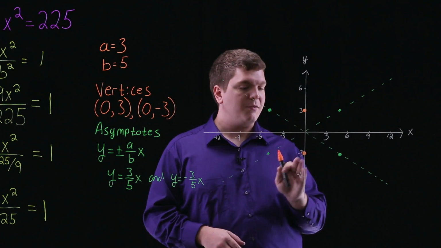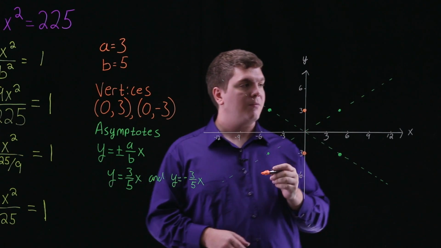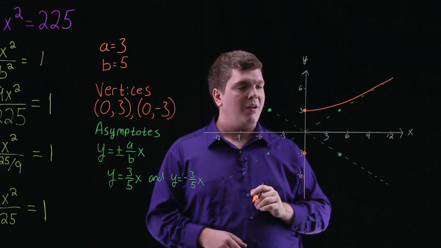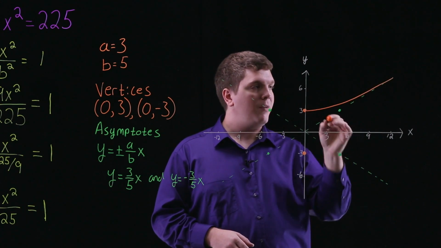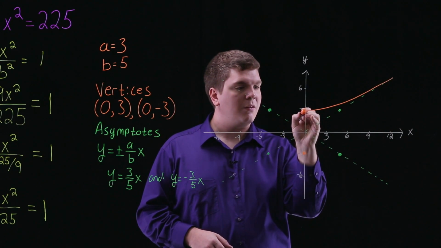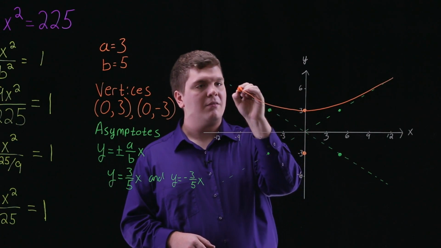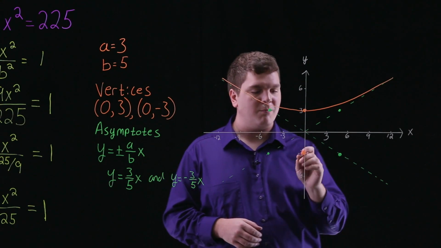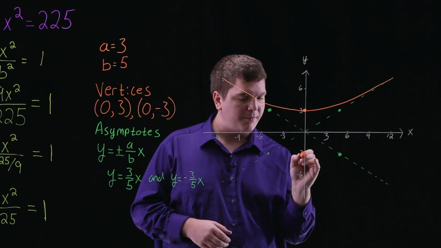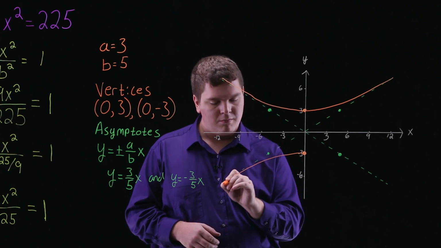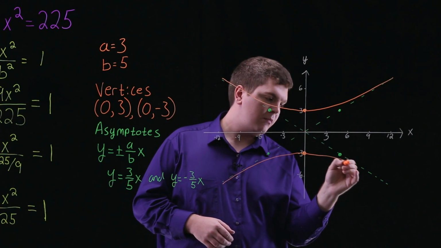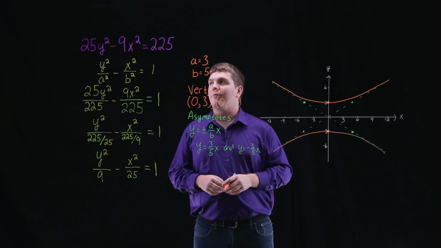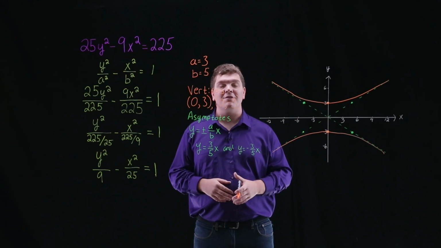The hyperbola is going to pass through our vertices, and it's going to approach our asymptotes. We can imagine starting at the point (0, 3), coming to the right and approaching our asymptote, and starting at this point, coming to the left, approaching the asymptote. We'll do the same thing, except this time we'll start at the point (0, -3). So there's the graph of the hyperbola that was given by 25y squared minus 9x squared equals 225.